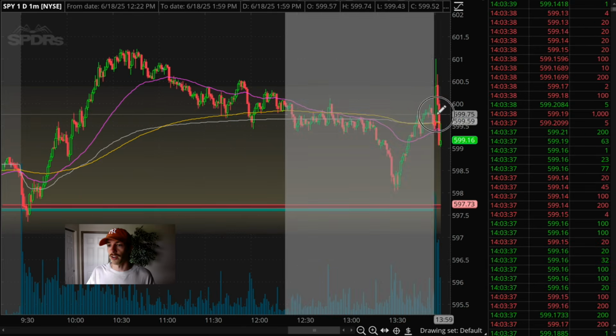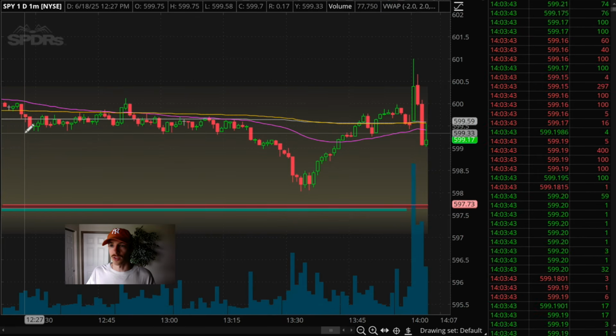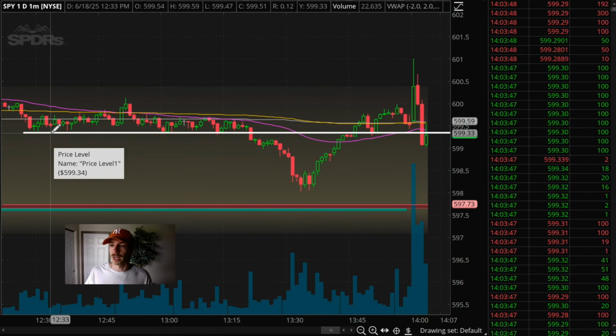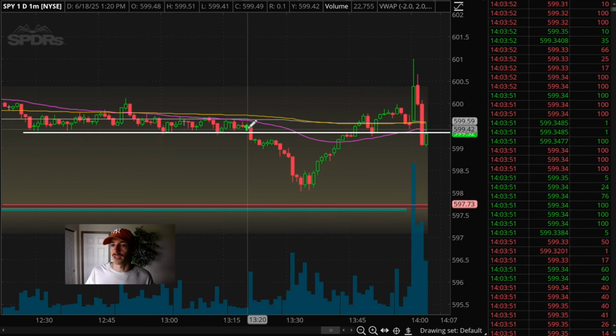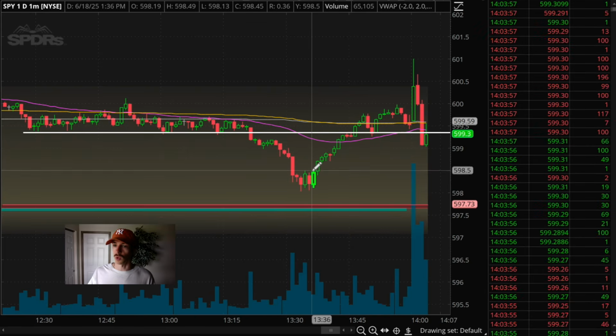For example, in this area here on the chart for SPY, we can see that midday it starts to look like there is some support forming on the 1-minute time frame, right at about 599.30 or so, and we can see that it starts to just waterfall down underneath that level not too long after.